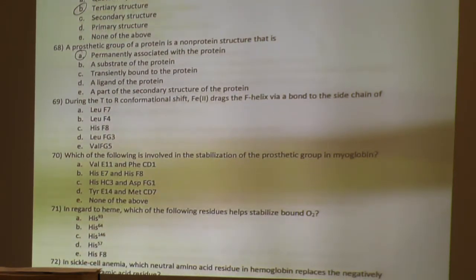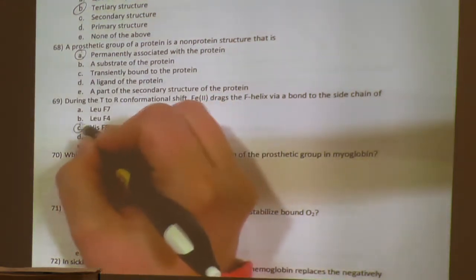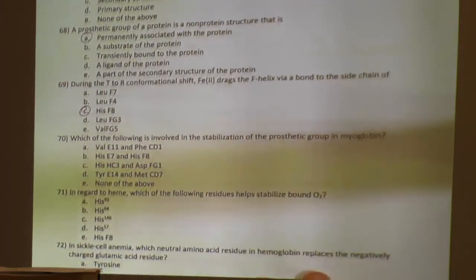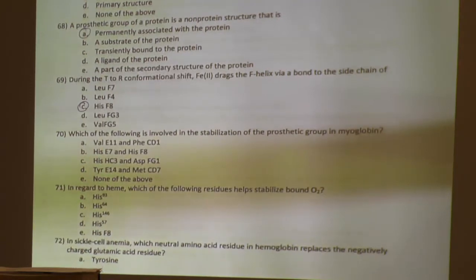During the T to R conformational shift, iron 2 drags the F helix via a bond to the side chain of what? I heard some C's in the distance. Yeah, it's a C. So 70. Which of the following is involved in the stabilization of the prosthetic group in myoglobin?